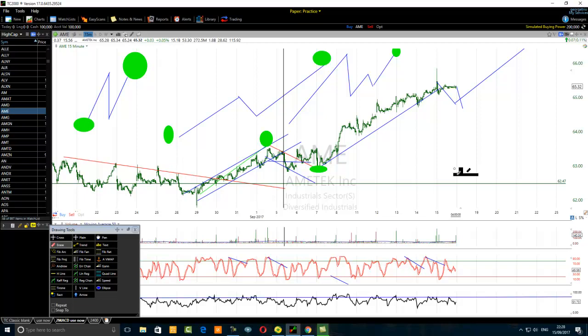So this will conclude our discussion today about how to pinpoint a false divergence trading signal.